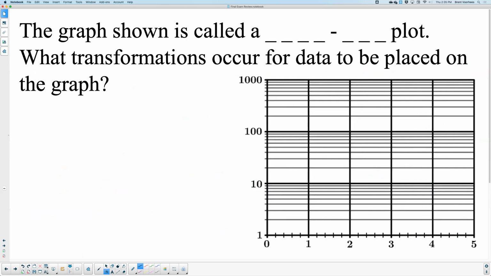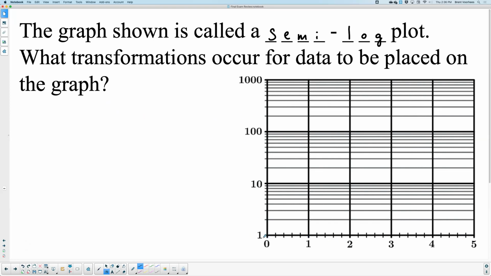You see a graph like this. There's a name for whenever you have weird graphs like this. It's called a semi-log plot. The important thing you need to know, if you're working with a semi-log plot, is the transformation that occurs that makes it happen. Now, just look at the values. You should be able to find out.